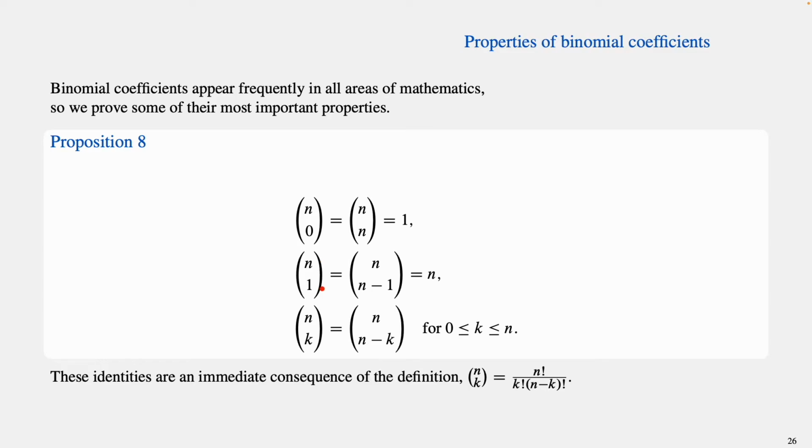N over 1 is the same as n over n minus 1, and that's equal to n. And for any index k between 0 and n, we have that n over k is equal to n over n minus k. And all of these are immediate from this formula here.